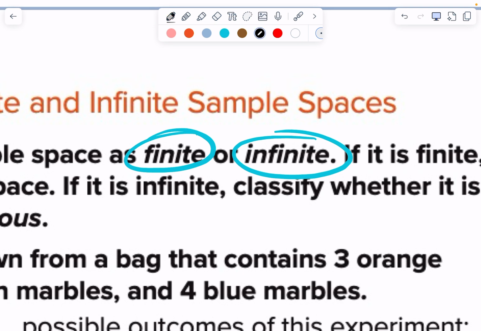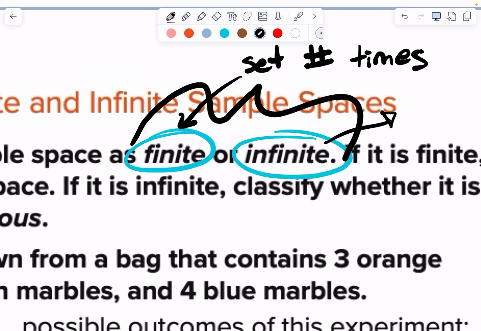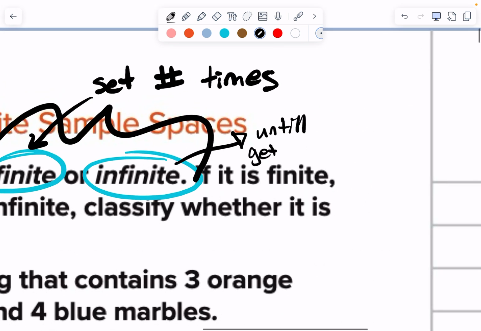Finite or infinite means, is it a set number of times that I'm doing it? Or is it like until I roll a 6? Or until I choose a 7 in cards? Okay, so set number means it's finite. Infinite is until something happens, until I get the desired outcome. Does that make sense?